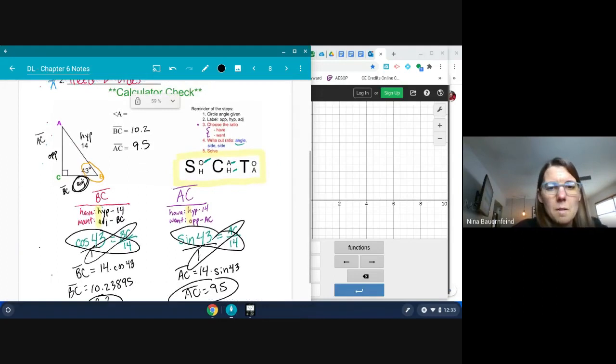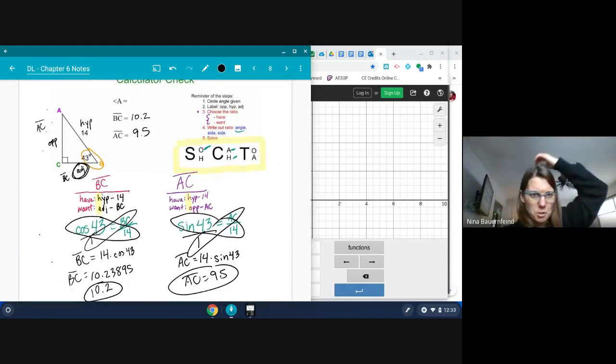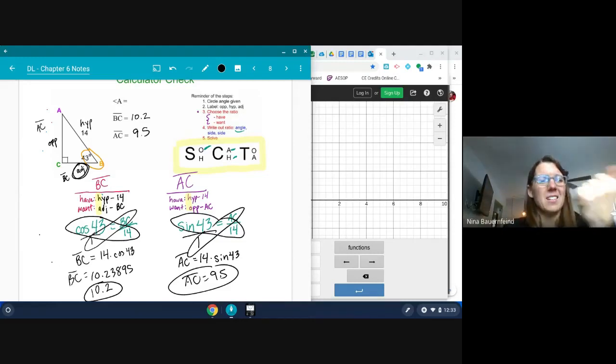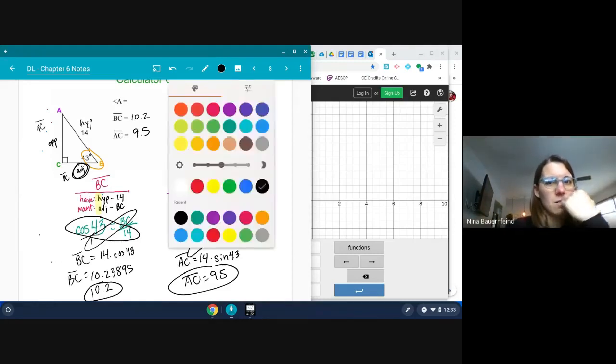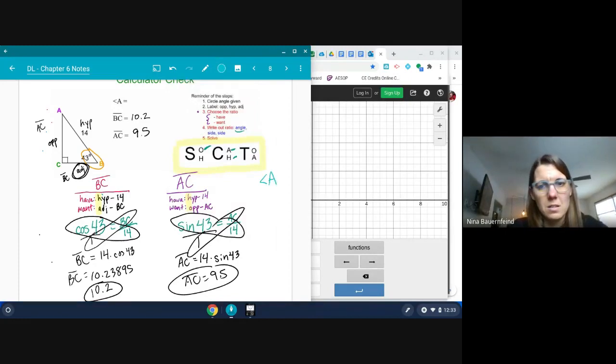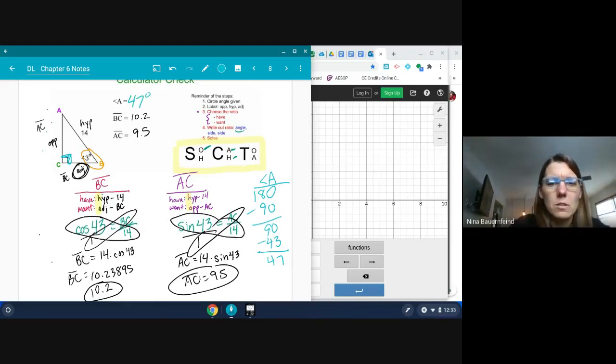Okay. I saved the easy part for the end, which is finding angle A. Do you guys know how we would find angle A? I'll show you since it's our first one. We would do 180 minus 90 because this is 90, minus 43 because this is 43. And we get 47. So this would be 47 degrees.